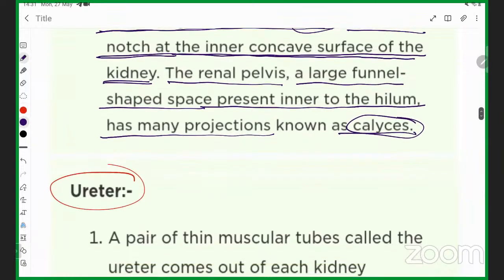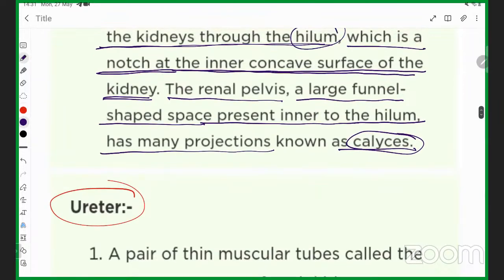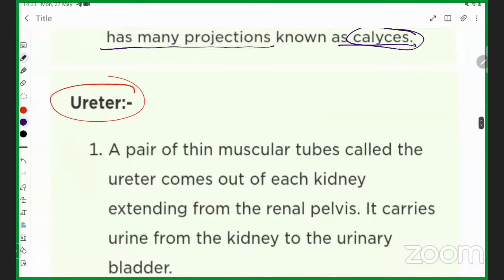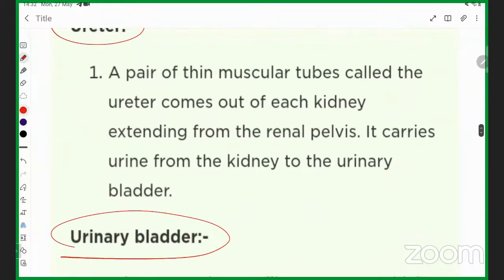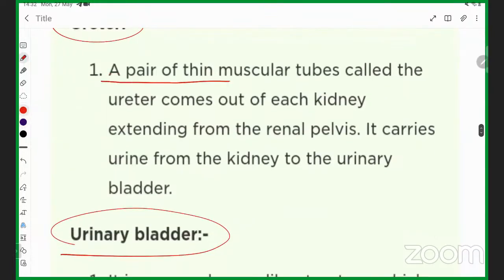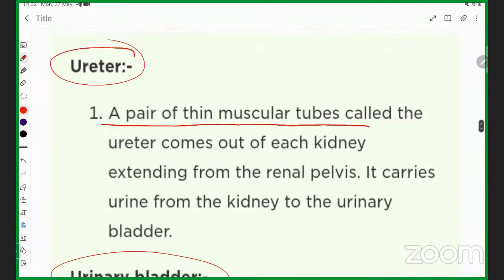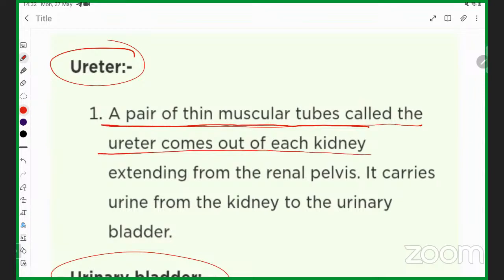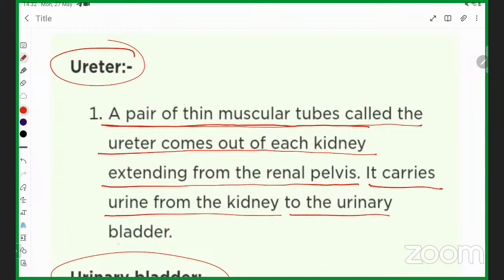Calyces. So now we are going to understand the ureter. A pair of thin muscular tubes called the ureter comes out from each kidney, extending from the renal pelvis. It carries urine from the kidney to the urinary bladder.